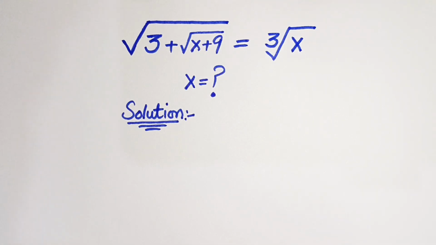Today our question is: 3 plus the square root of (x plus 9) whole square root is equal to the cube root of x. So we need to find the value of x here. Now we have to start our solution.